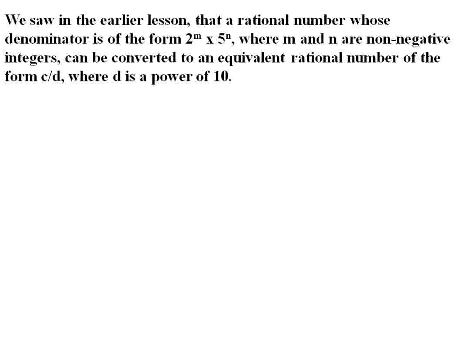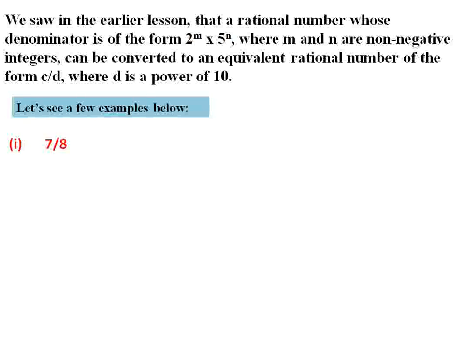We saw in the earlier lesson that a rational number whose denominator is of the form 2 to the power of m into 5 to the power of n, where m and n are non-negative integers, can be converted to an equivalent rational number of the form c by d, where d is a power of 10. So d would be 10 or 10 squared or 10 cubed or 10 to the power of 4 or anything like that. Let's see a few examples below.